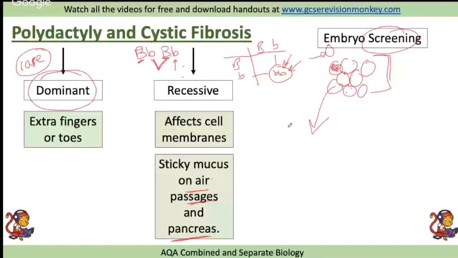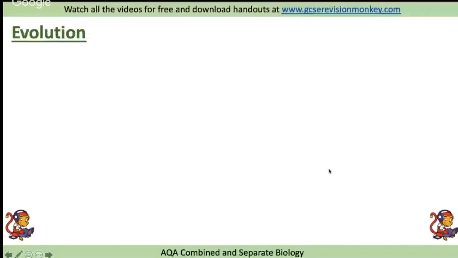Some people say that you shouldn't be able to choose what child you have, but obviously there's positives with you bearing a healthy child, and later down the line, even though it's expensive, it might reduce the costs on the NHS for further treatments if somebody did have the disorder. On to the evolution topic.